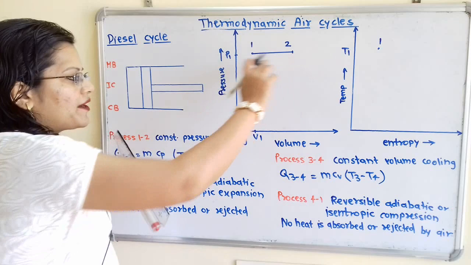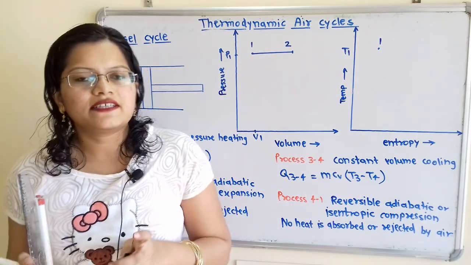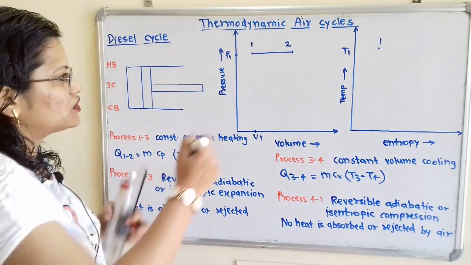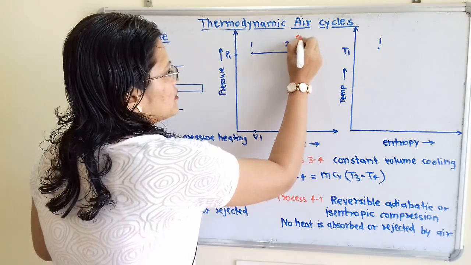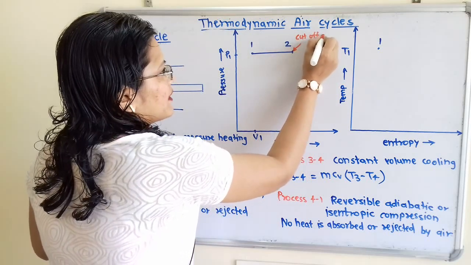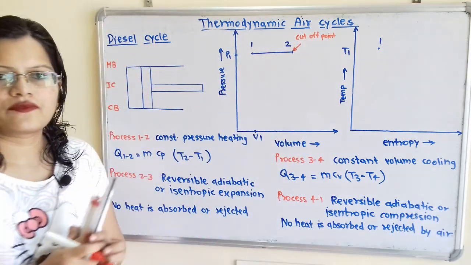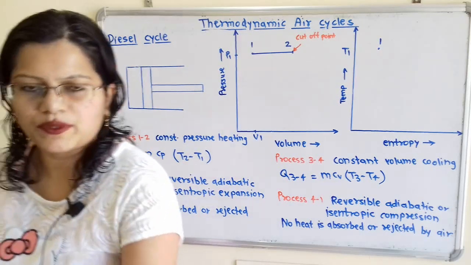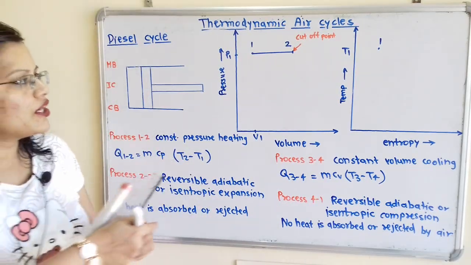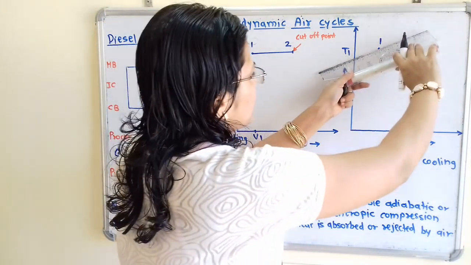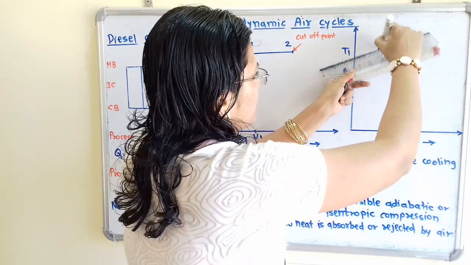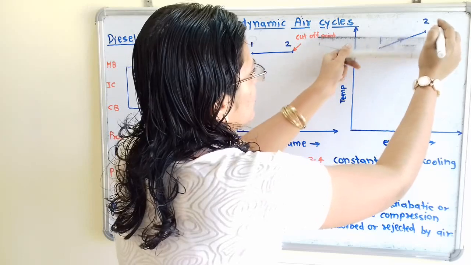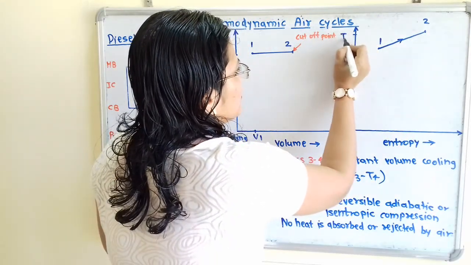Now at this point 2, the heat supplied is cut off. That means this point 2 is known as cut off point. So we will mention here this point 2, that is the cut off point. Then we will move for the next diagram, that is temperature entropy. So for this temperature entropy, we have to show increase in temperature as well as increase in entropy. So here we will show this temperature will be T2.